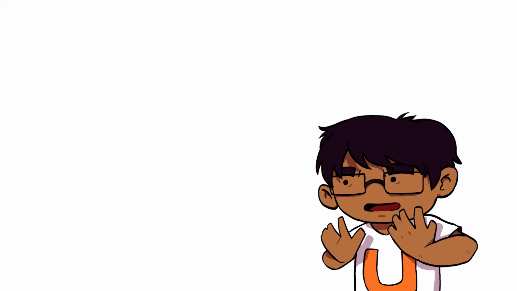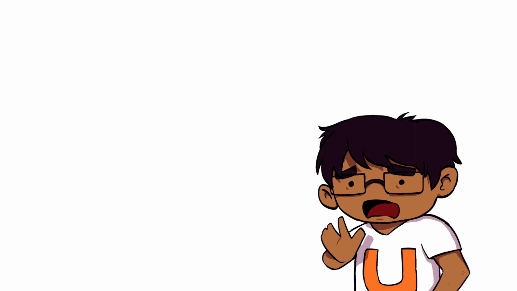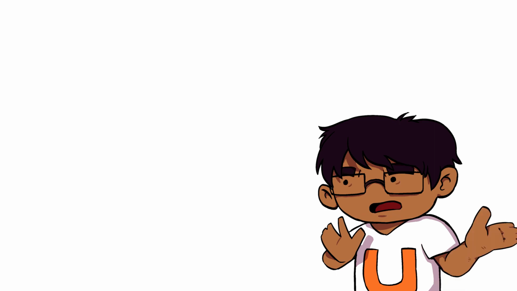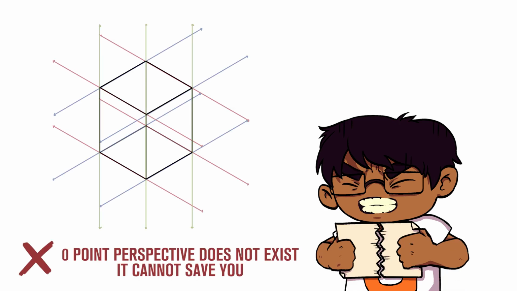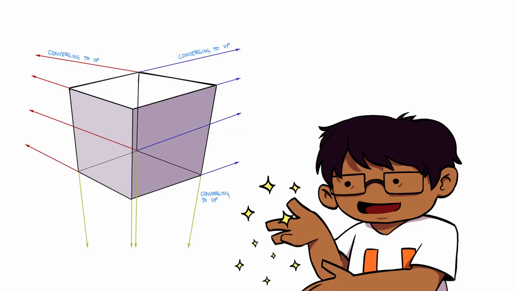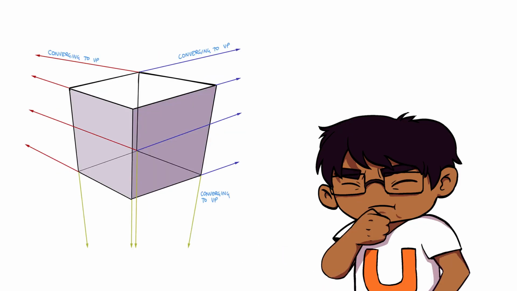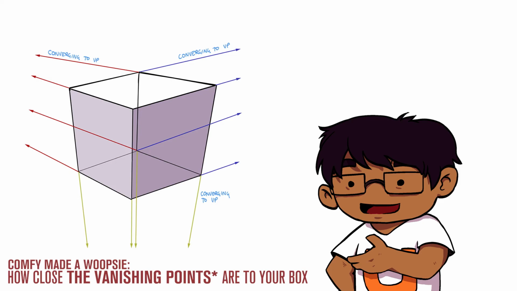And for those with shallower, more gradual convergence, that does not mean you should be actively trying to draw your edges as being parallel on the page. That would break the rules of perspective, as there's no such thing as 0-point perspective. Always make sure your lines are converging. It's just a question of how quickly, based on how close they are to your box.